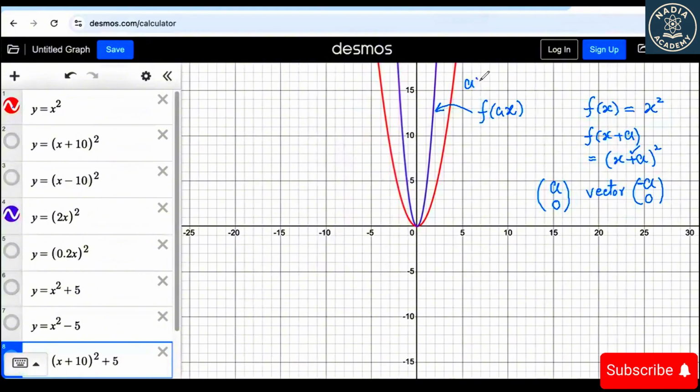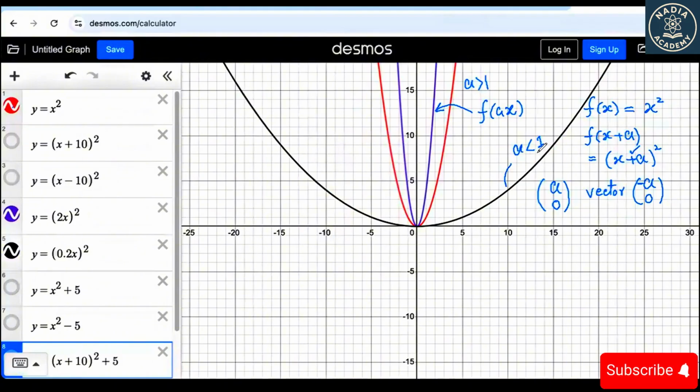If a is greater than 1, then we are squeezing our parabola. In other words, if you multiply your independent variable by a number greater than 1, you are actually squeezing along the x-axis. But if our a value is less than 1, then it will stretch. So now our parabola has been stretched because our a is smaller than 1. So this is the second type of transformation.